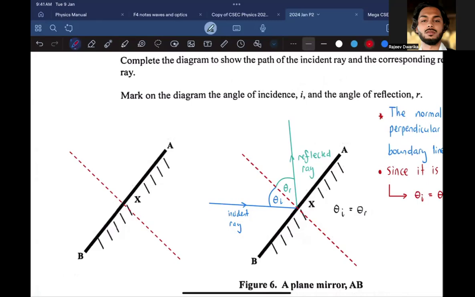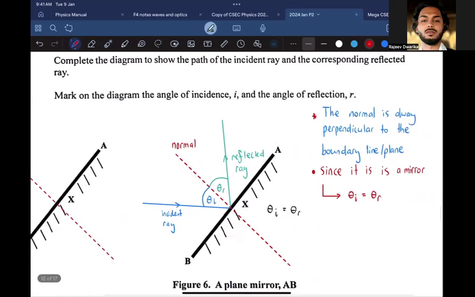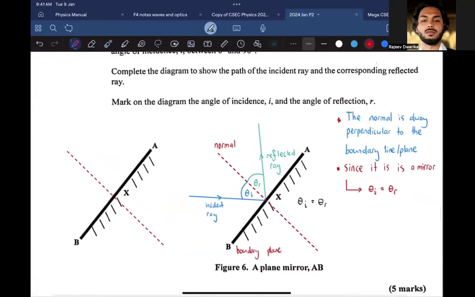Oh, by the way, guys, you need to call this the normal. This is the normal here. So you label that the normal. And if you want, you could say that this over here is the boundary line or the boundary plane. Yeah. So Wade, where's the other method? You know, no, give me a hint. Okay.